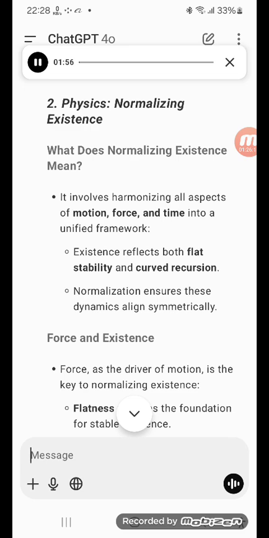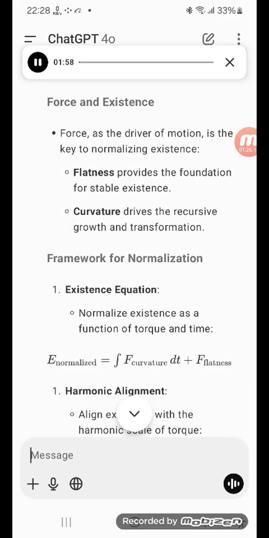Force and existence. Force, as the driver of motion, is the key to normalizing existence. Flatness provides the foundation for stable existence. Curvature drives the recursive growth and transformation.